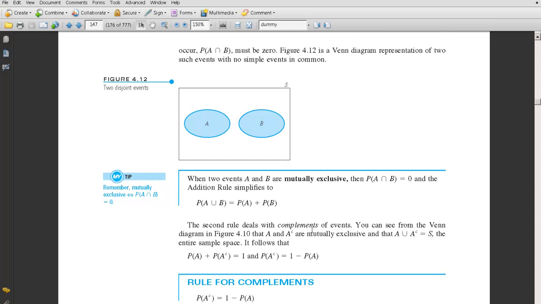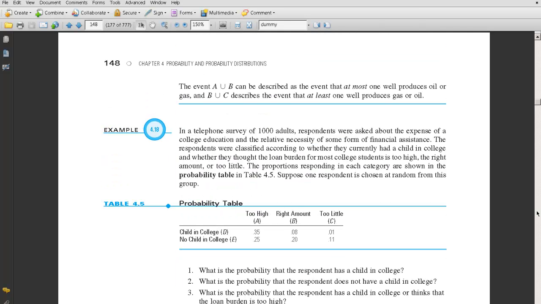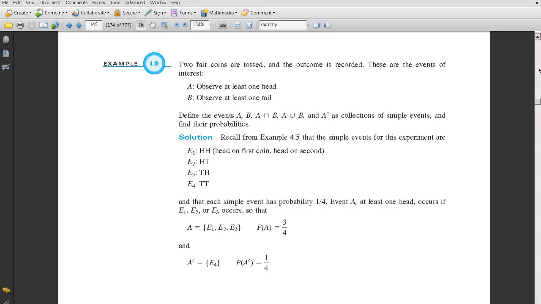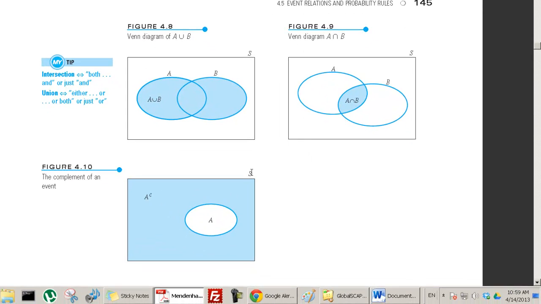And now another rule has to do with complements. So remember, where is that picture? Complement. Here. So you can see that the complement of A is everything outside of A. So together, A and the complement give us what? It gives us all of S. Right? But remember that the probability of the whole S has to be 1. I don't know if we said that very clearly, but the probability of S has to be 1.